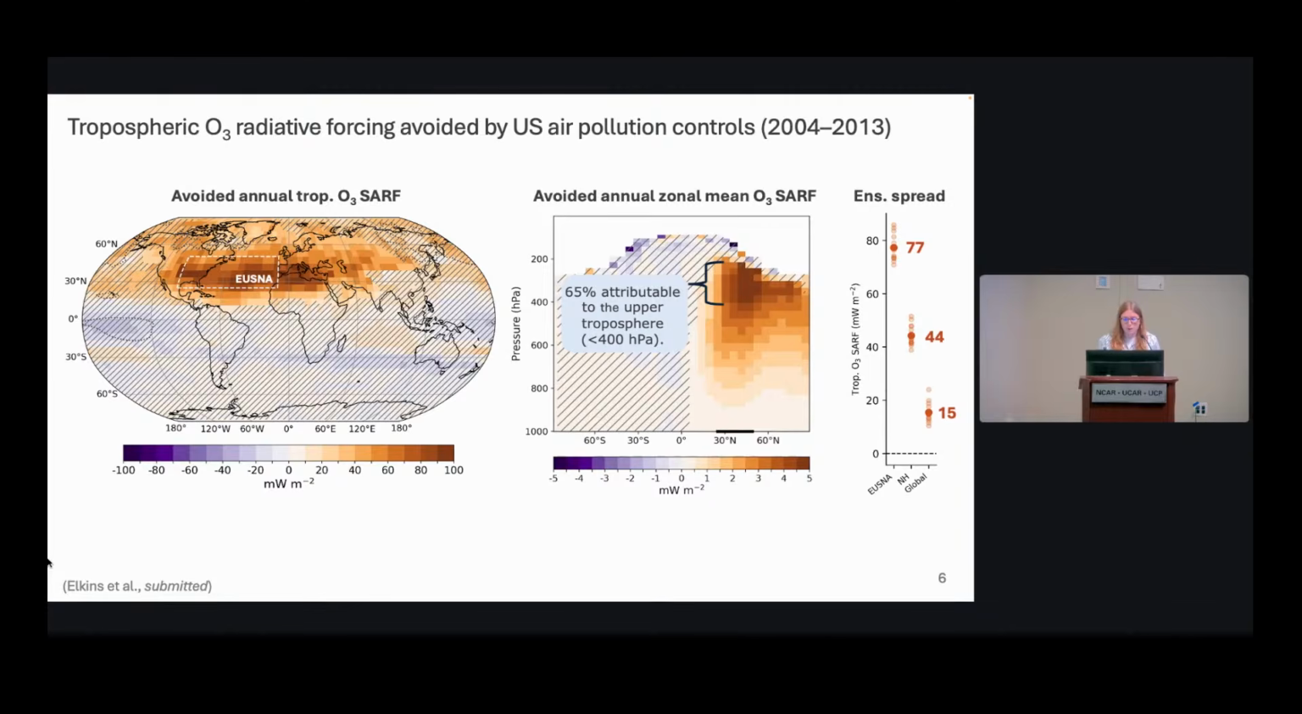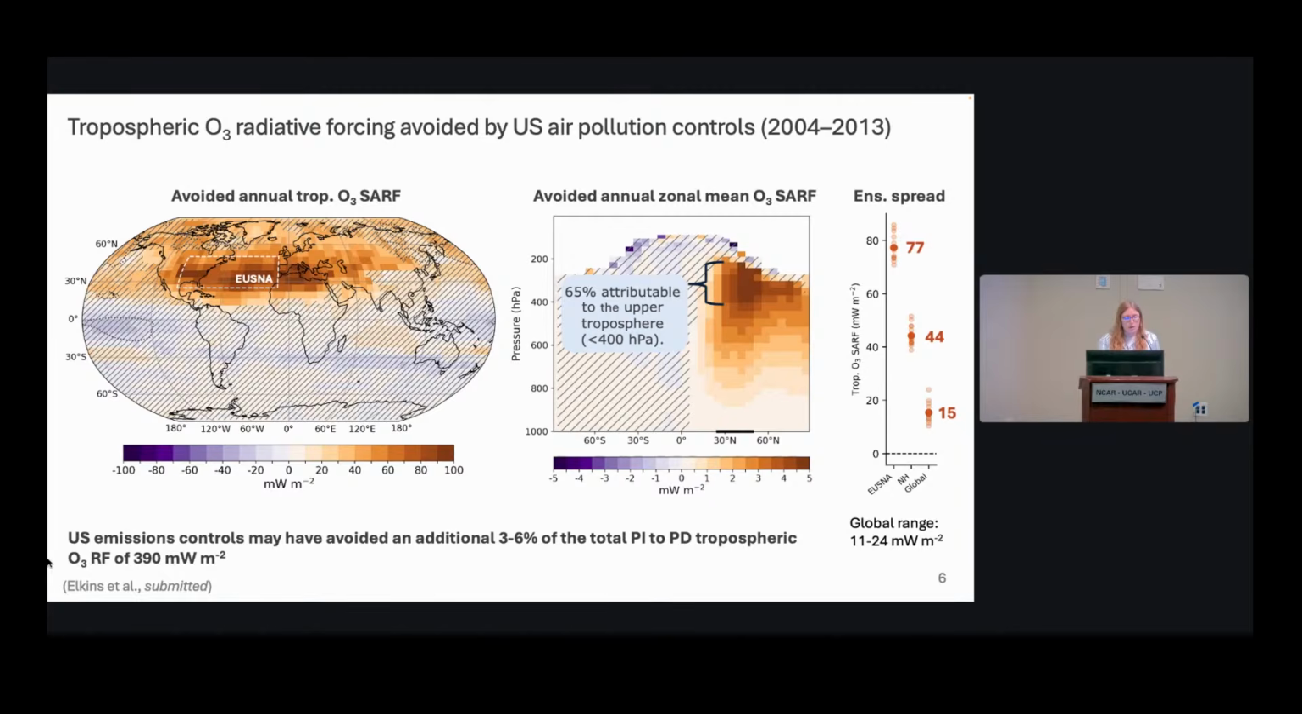I meant to point out that the solid dots here are the ensemble means, and then the individual light shaded dots are the spread across individual world avoided responses. So for the eastern US North Atlantic region, we see an avoided tropospheric ozone SARF of about 77 milliwatts per meter squared, and then globally averaged of about 15 milliwatts per meter squared. And the range across the individual ensemble members goes from 11 to 24 milliwatts per meter squared.